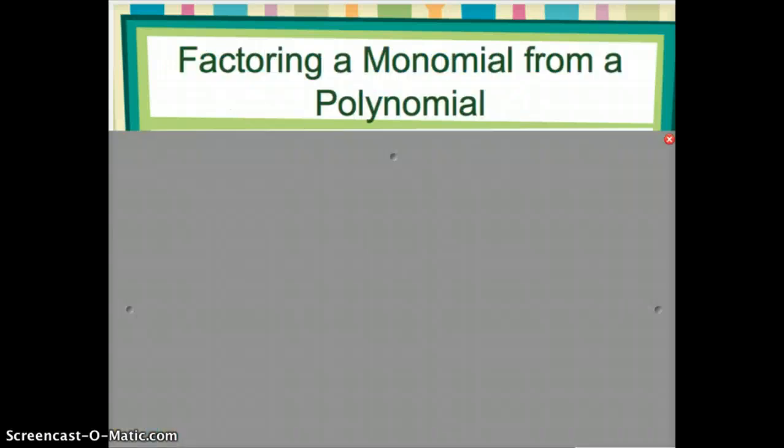After you're good at multiplying, what we're going to do is work backwards, factoring a monomial from a polynomial. Usually when you factor, like if I told you to factor 15, you would say, oh, that's 3 times 5. You pull out its factors, the things that multiply to equal it.